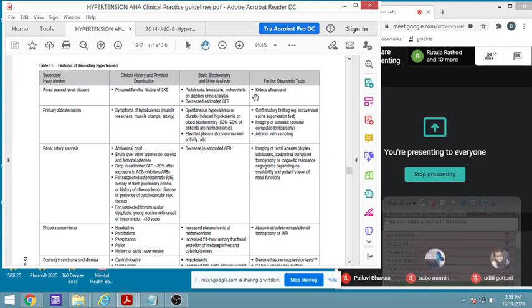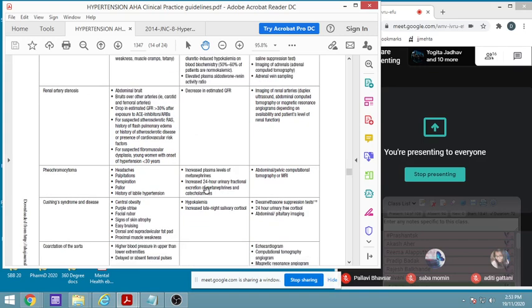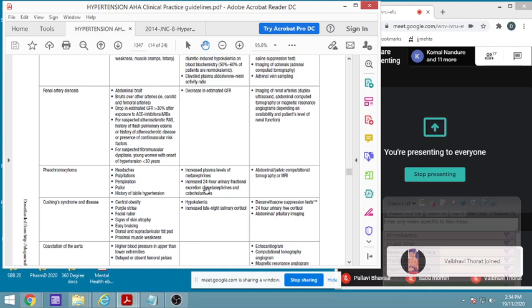Then primary aldosteronism, where aldosterone is increased. Then renal artery stenosis, which again has many causes. Pheochromocytoma is a tumor of the adrenal medulla. We know the adrenal medulla secretes adrenaline and noradrenaline, acting like an endocrine gland, and whenever there is a tumor, the size and number of cells increase, and in pheochromocytoma there is more release of adrenaline and noradrenaline.